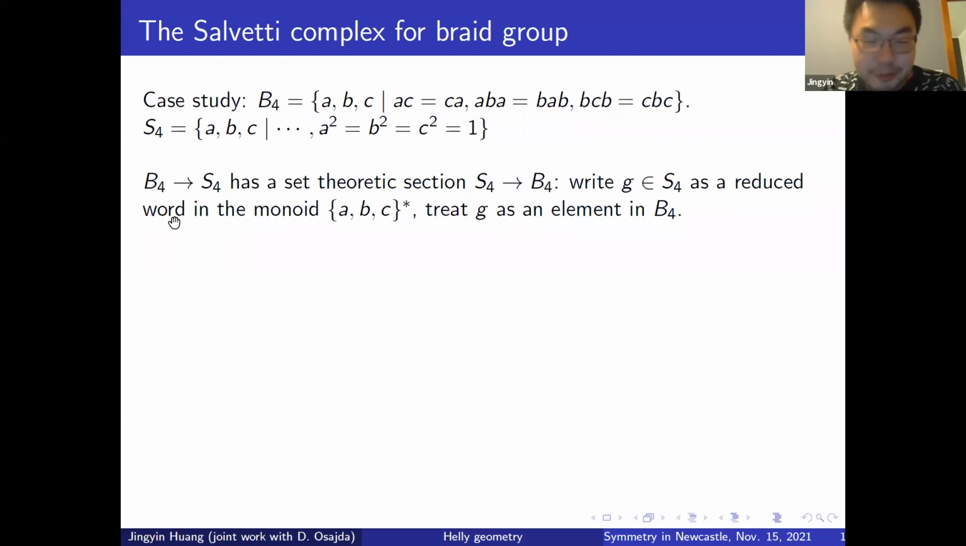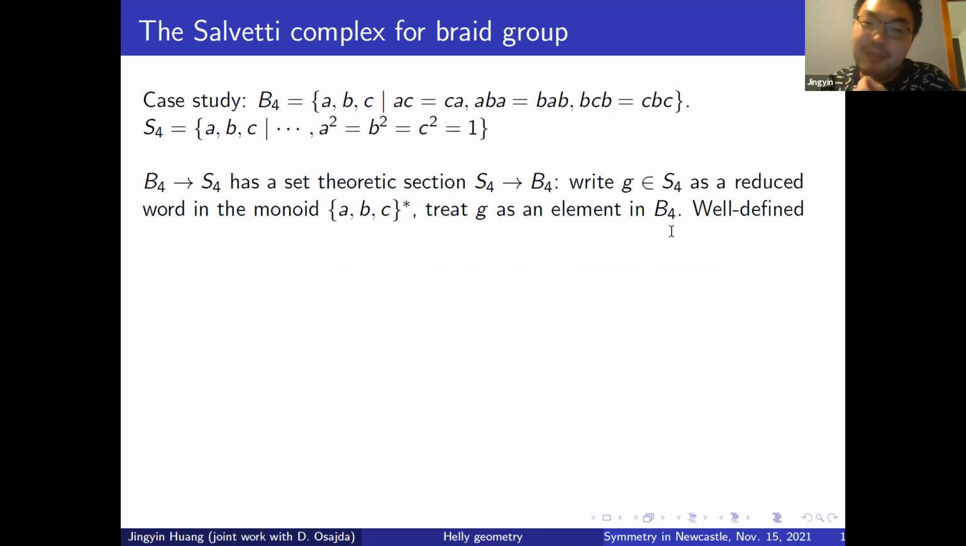We say this word is reduced, meaning that this word has the shortest possible length. Okay, and then now I take an element in S4 and write it as a word in terms of A, B, C. Then, because B4 and S4 have the same generators, I can treat it as an element in B4, and this will give us a map from S4 to B4. And we need to justify that this map is well defined.